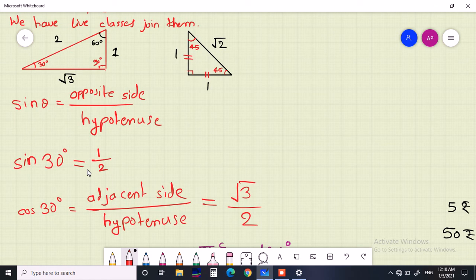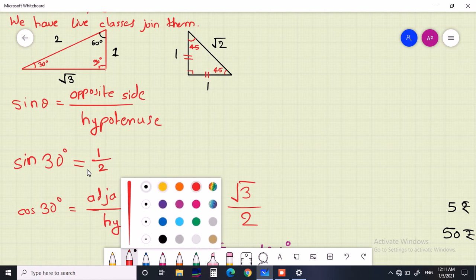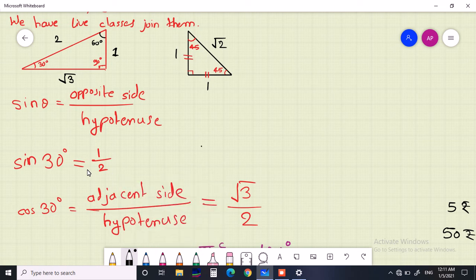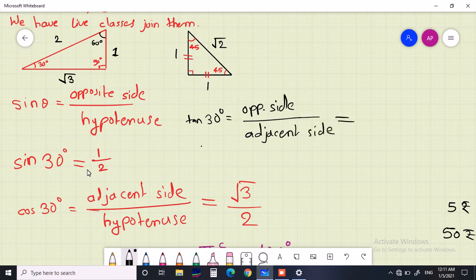We have done it so easily. There is no need to do anything. For tan 30, let's evaluate the value of tan 30. Tan 30 is nothing but opposite side by adjacent side. The opposite side of 30 degree is 1 and the adjacent side is root 3.